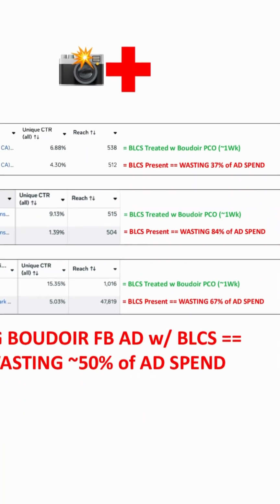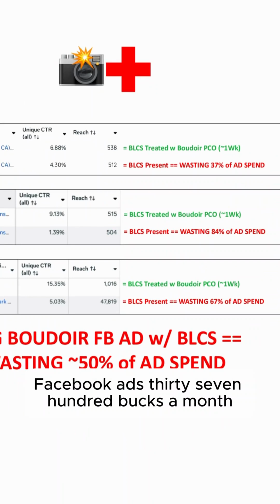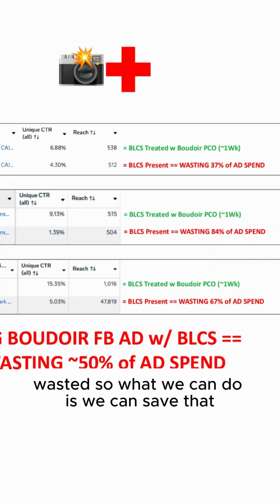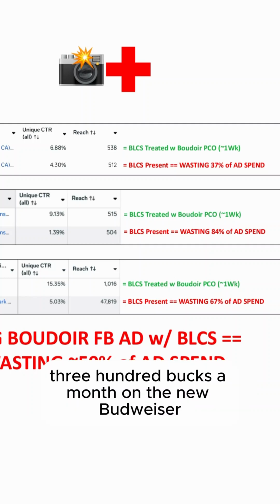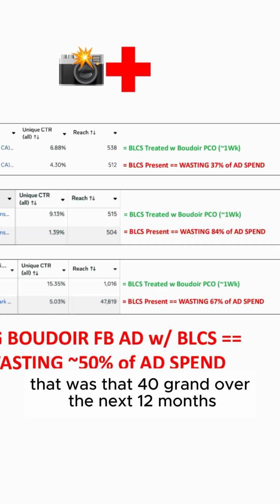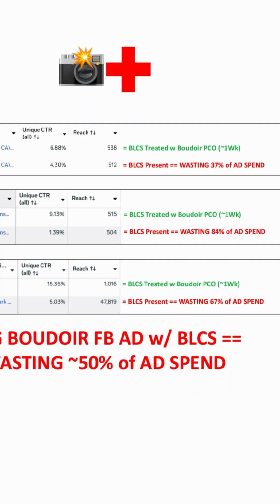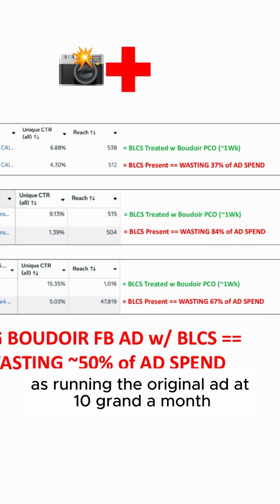So if they're spending 10 grand a month on Boudoir Facebook ads, 3,700 bucks a month, every month is being wasted. So what we can do is eliminate that wasted ad spend, only spend 6,300 bucks a month on the new Boudoir Pico treated ads. So pocket that, what's that, 40 grand over the next 12 months, kind of phantom profit back in the business owner's pockets. And that will get our ad into the same number of women's brains as running the original ad at 10 grand a month.